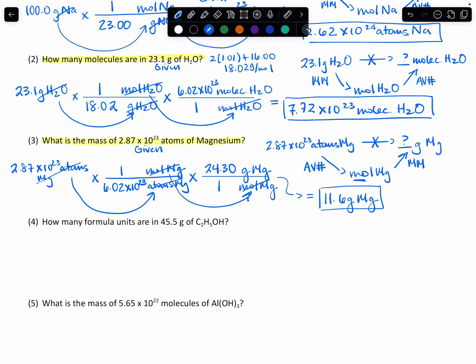All right, so if I have a sample that has 2.87 times 10 to the 23rd atoms of magnesium in it, it should have a mass of 11.6 grams.